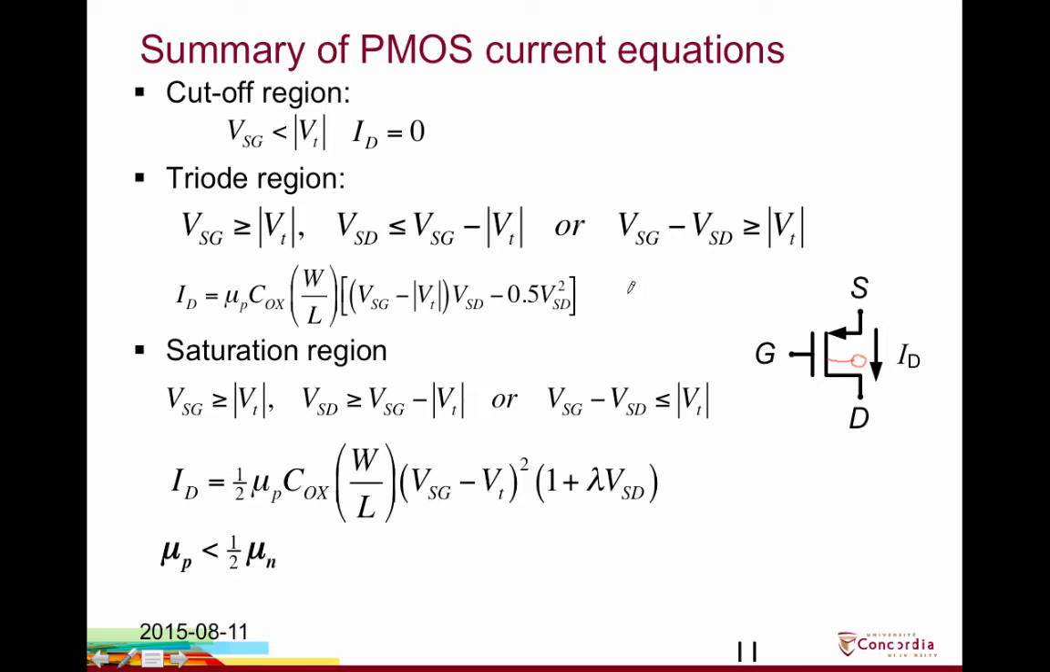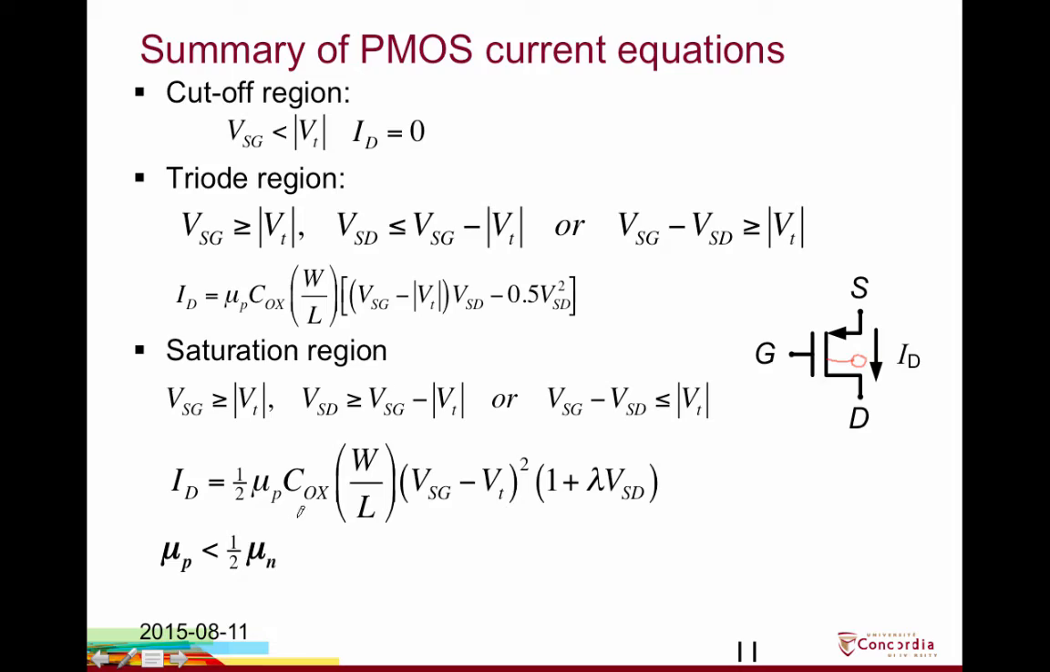The only other change we need to make is to use the mobility for holes, which typically is going to be less than half the mobility of electrons. So that means for a given device geometry, the PMOS transistor will have less than half the current.